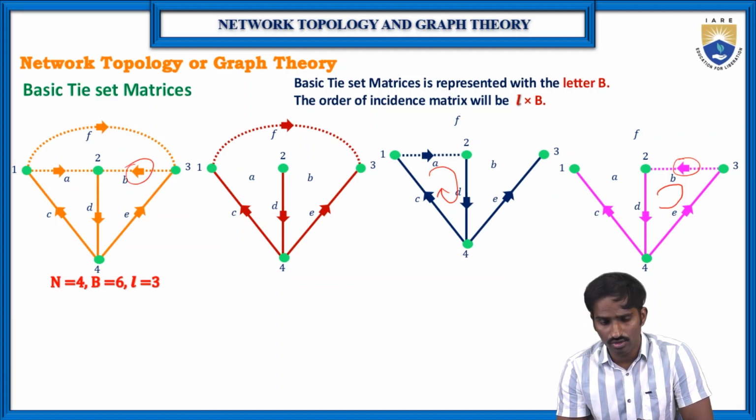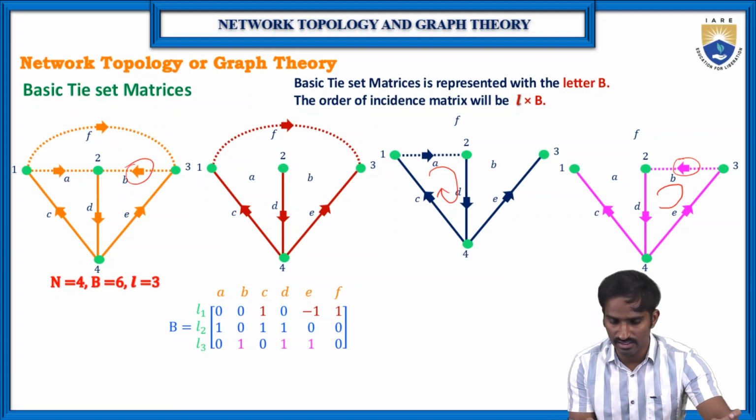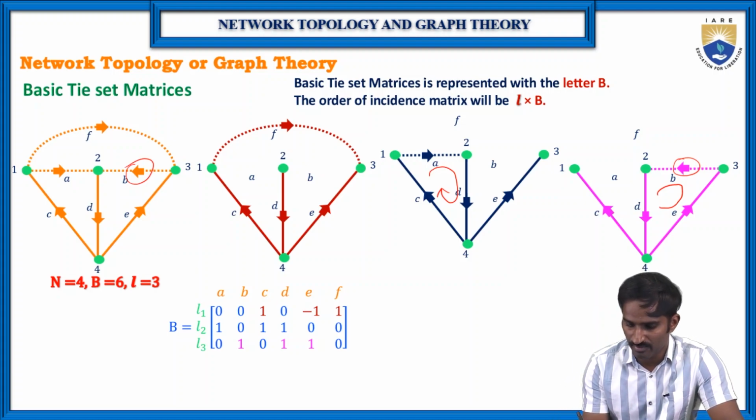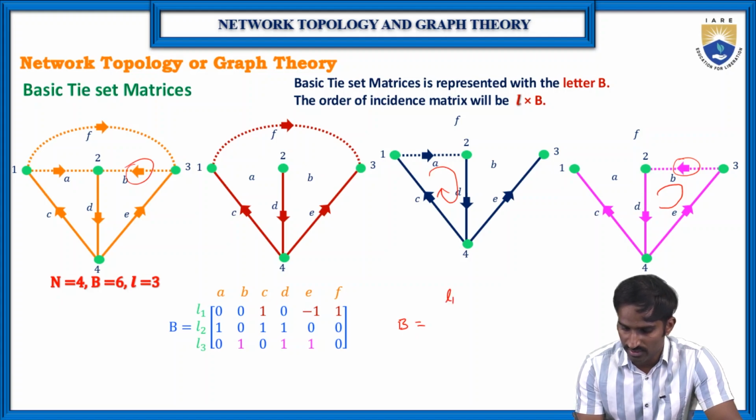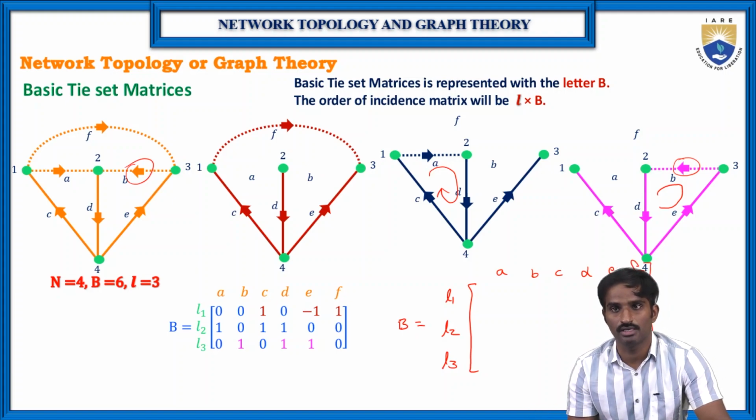Now we are going to draw the matrix. The rows are the links L1, L2 and L3, and the columns are the branches A, B, C, D, E, F.